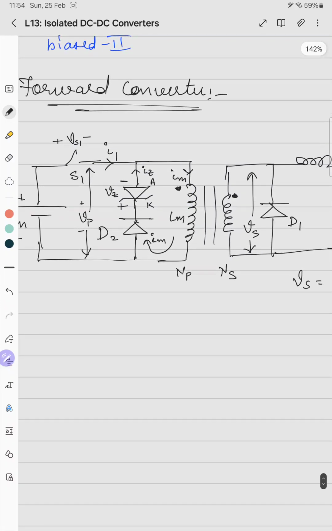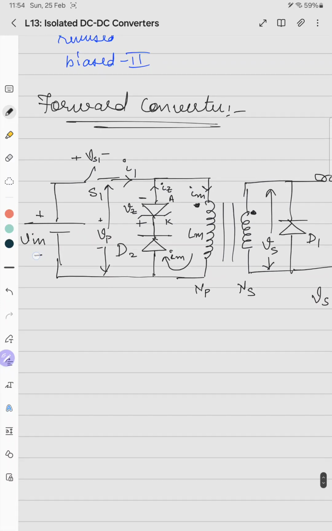But here, the negative terminal of V in is connected to the D2 always, whether the switch is on or off. So D2 turns on forcefully only if IM has to freewheel. There is no other chance for D2 to turn on because D2's anode is always connected to the negative, so D2 will be reverse bias.